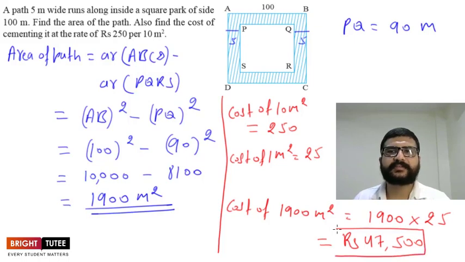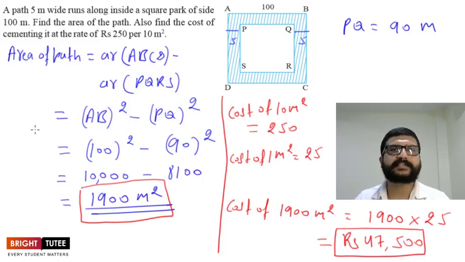So here in this question, answer for the first question, that is area of the path, is 1900 square meters, and answer for the second question, that is cost of cementing the path, is rupees 47,500. Now let's move to the next question.